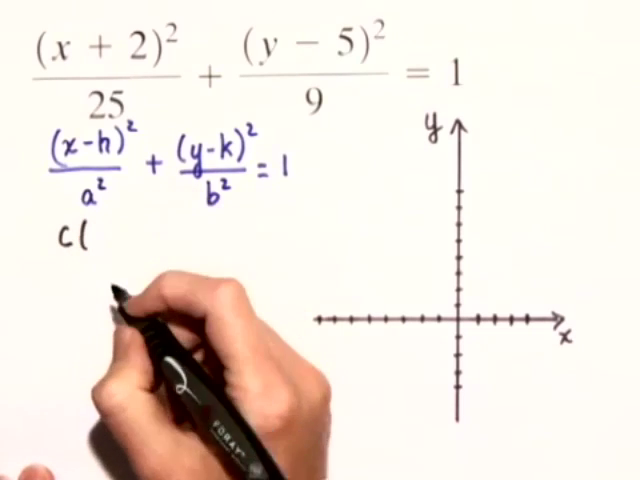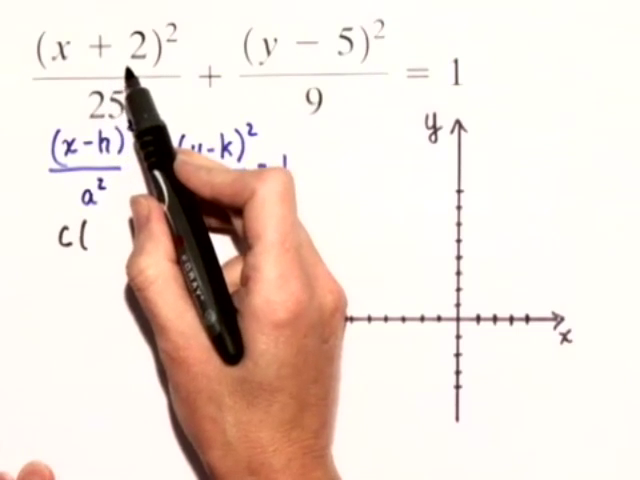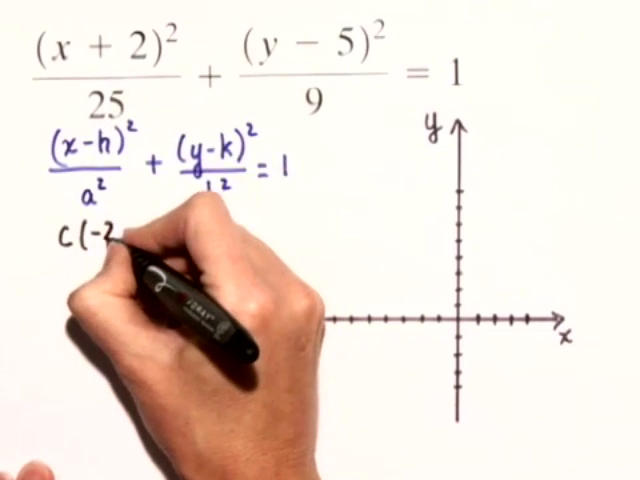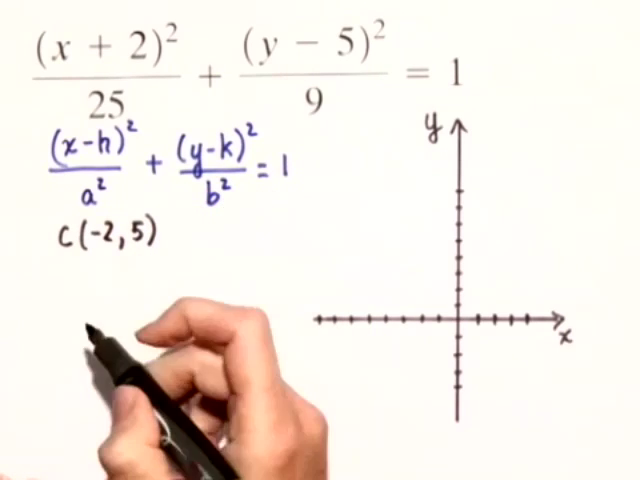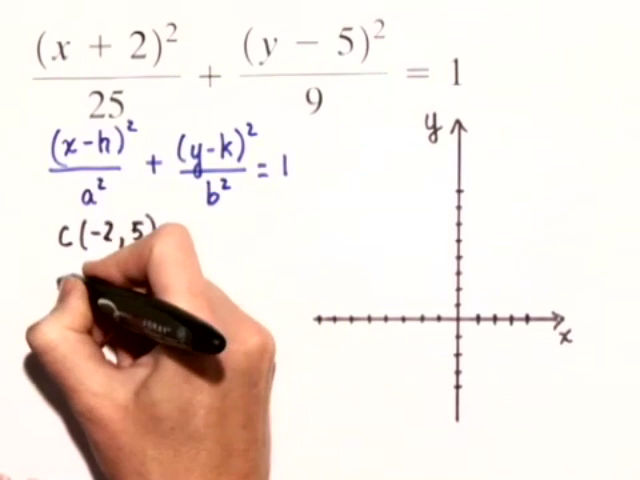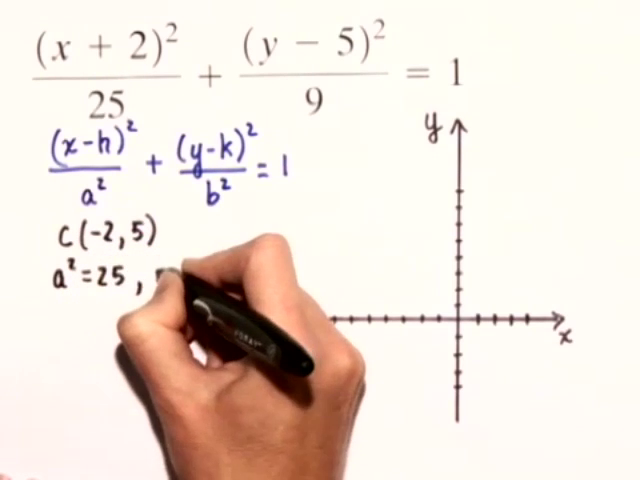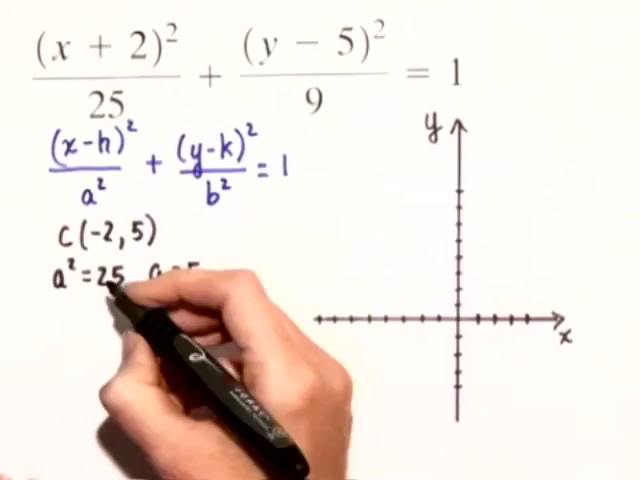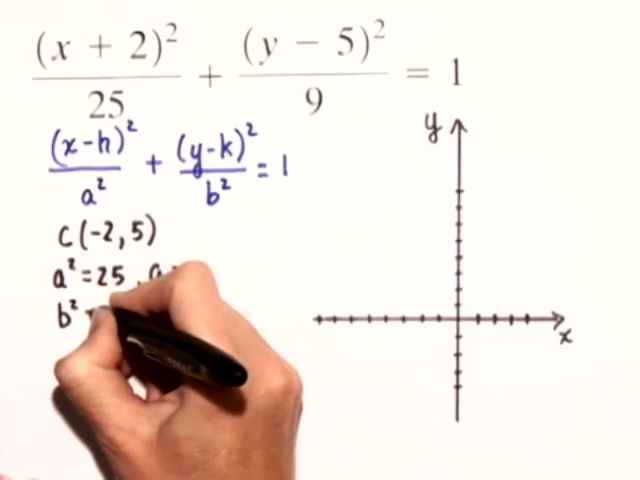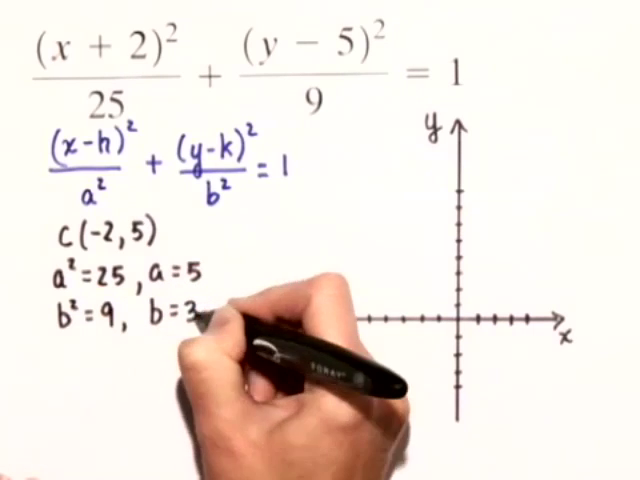The center is going to be (h, k). So in this case, it's going to be (−2, 5). Now we can see that a² is equal to 25. So therefore, a is equal to 5. And also we can see that b² is equal to 9. So therefore, b is equal to 3.